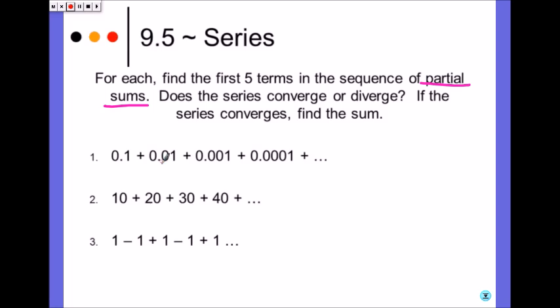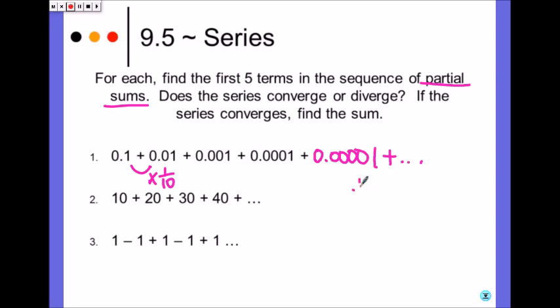So 0.1, 0.01, so it seems like you're multiplying by 1/10. The next ones will be 0.001, 0.0001, 0.00001, one more, and so on. So what do you think? Does it converge or diverge? It converges to what? It keeps going, and it converges to what?